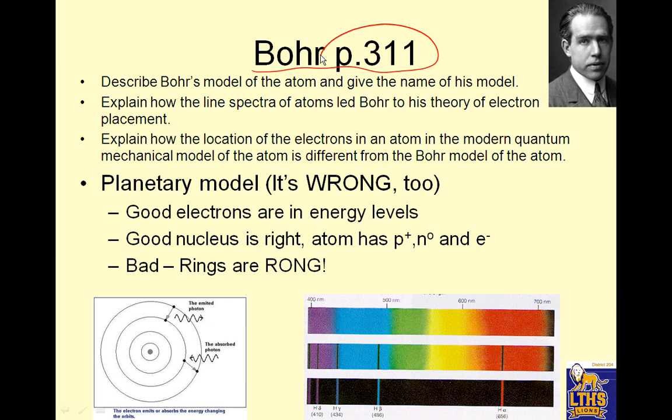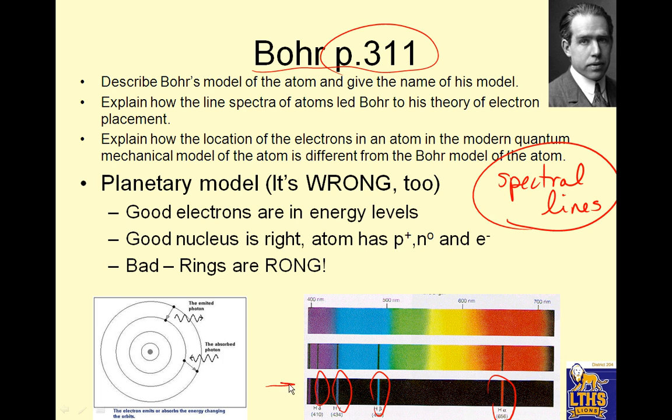Okay, Niels Bohr, please look at page 311 in your book. Okay, he was able to do some experimentation with spectral lines. Spectral lines were the experimental evidence that he used to predict the energy of the electrons within an atom. Okay, so he was able to tell based on the specific lines that were the fingerprint for different elements. He was able to determine that electrons were in energy levels, which is good.